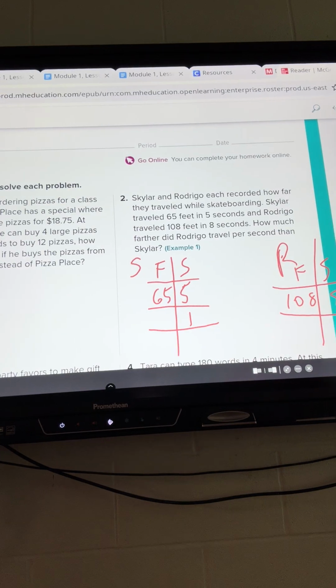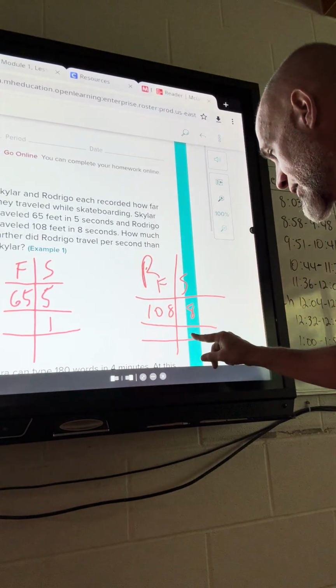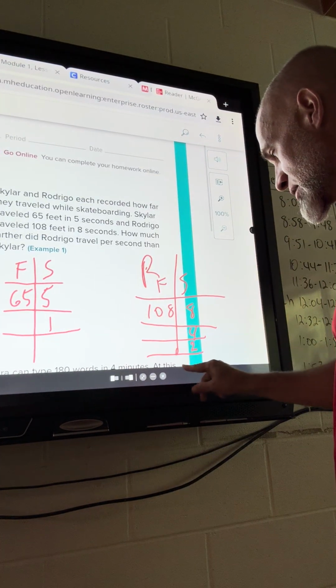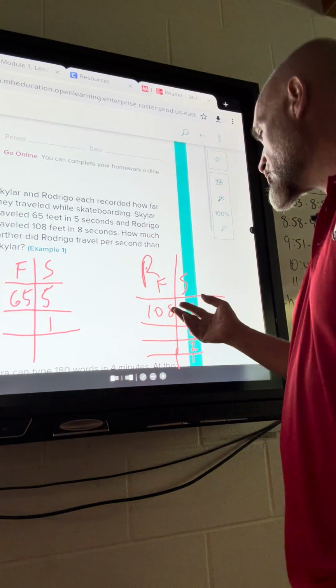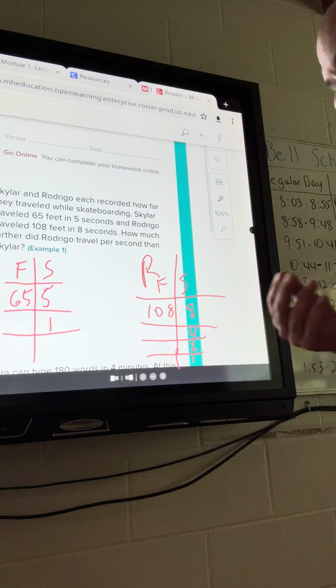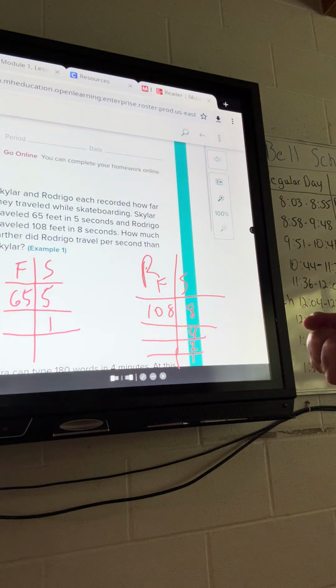I would suggest on this one, cut things in half until you get to 1. Cut this in half to 4, and then to 2, and then to 1. And that should work, okay? You could try dividing by 8 here. Not so sure it's gonna come out evenly, so you may wanna cut things in half, all right? Number 2 was that one.